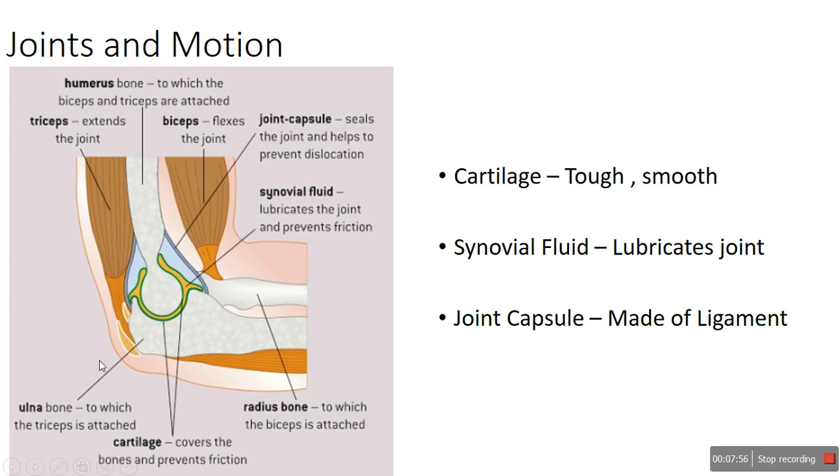The joint capsule itself, which is this area here, is made of tough ligament, which covers the joint and seals the joint and holds in the synovial fluid and helps prevent dislocation. So this is made of ligament, and it's kind of holding all this in place.